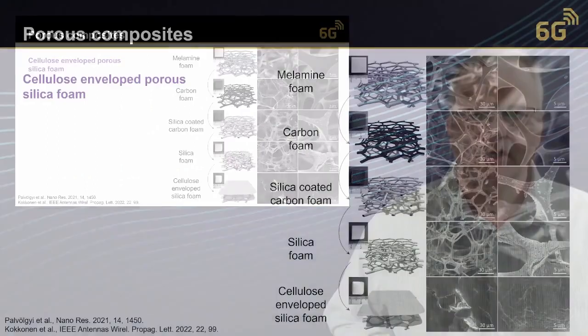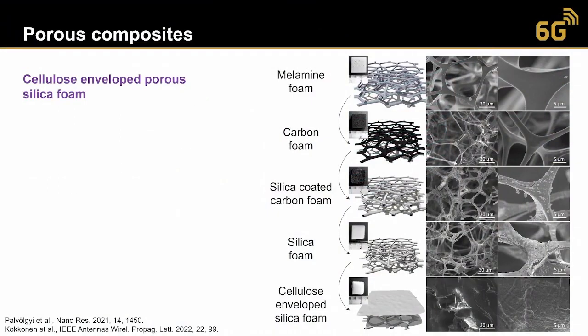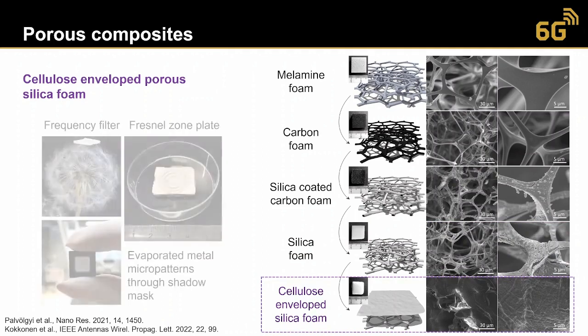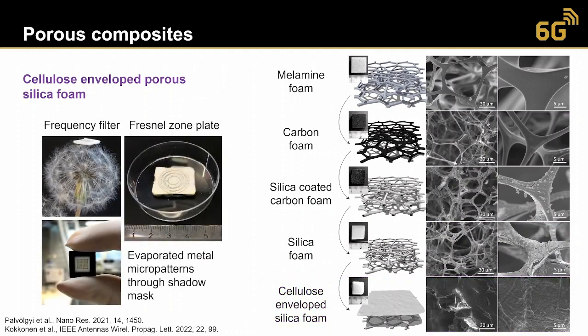In the third approach, we start again from a template, in this case a polymer foam, a melamine foam, that we carbonize and then coat with silica again, and after burning out the carbon core we end up having a highly porous silica foam which has a very rough surface, so we have to coat it with a cellulose film, and after this coating the structure is feasible for post-metallization, and as we have shown we can create different types of components operating again in the millimeter wave regime.